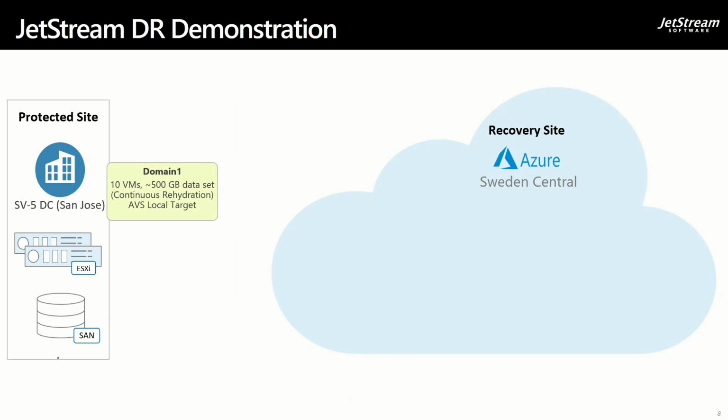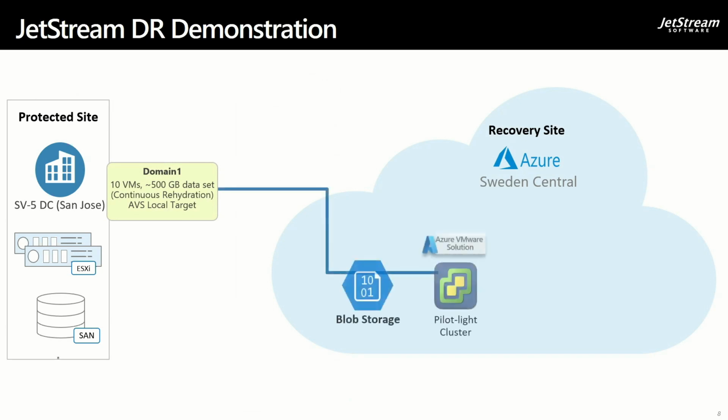Those 10 virtual machines are right now set up in this continuous rehydration mode. So they're being replicated to an Azure storage account in Sweden, and these are being rehydrated into the local vSAN on that AVS private cloud.